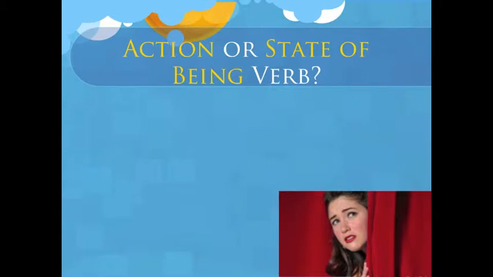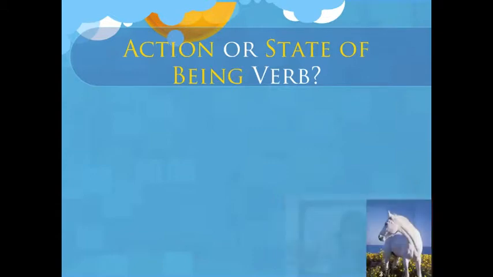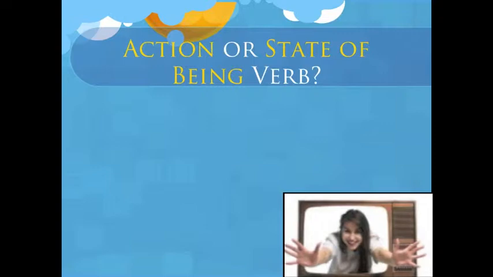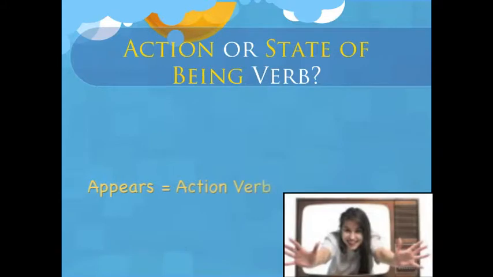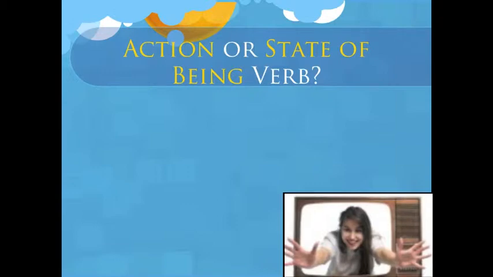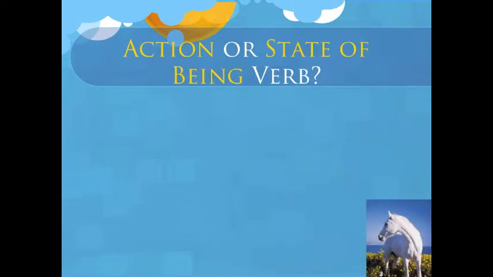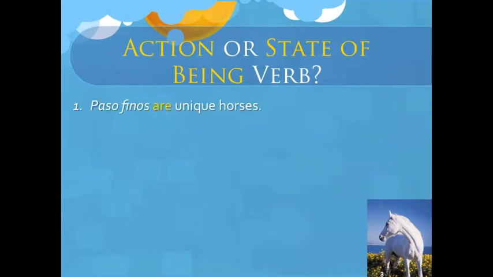Interesting, Gail. But remember that many of the linking verbs can also be action verbs. Let me give you an example. The singer appears on television. In this case, appear is an action that occurs, so it is an action verb. Wow. So, let's see if we can identify the types of verbs in the following sentences. We will read the sentences and you decide whether the verb is action or state of being.